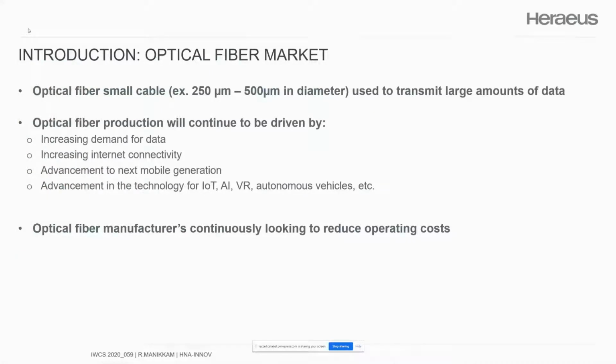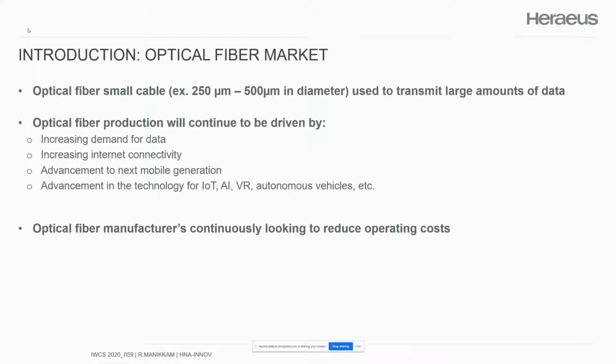So to begin with, I want to give everyone a background on optical fiber because this topic in particular is relevant for the content that I'm presenting today and is directly applicable to this market. So optical fiber is essentially small cable or a conduit for those of you who aren't too familiar. It can be on the order of around 250 to 500 microns in diameter and is used to transmit very large amounts of data. So it's an extremely attractive technology.